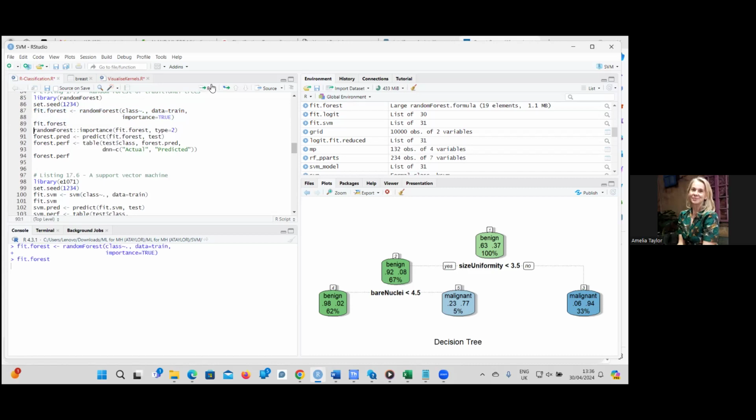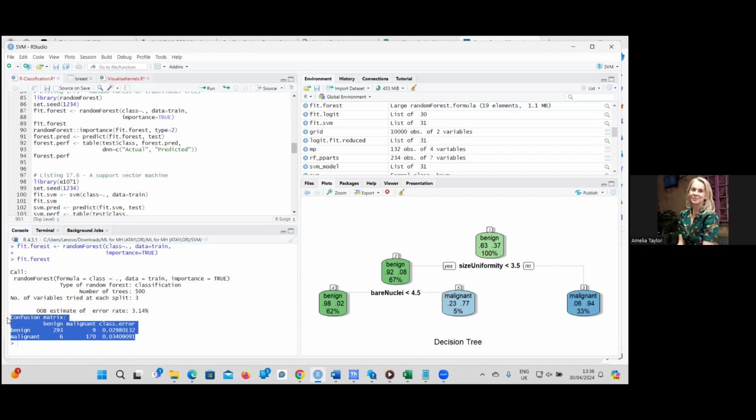Okay, so let's fit the forest, and we can see here what the confusion matrix is in terms of the results that the random forest would have on our data. So we can see that, compared to the logistic regression, both the false positives and the false negatives increase.